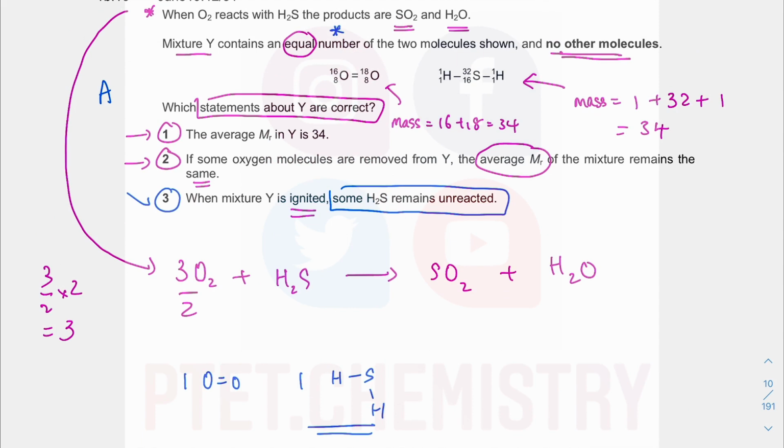So that's option A. So that's the end of these section B topical MCQs, and make sure you check out the other topical playlist as well.